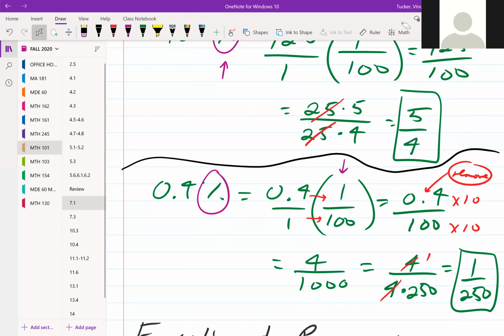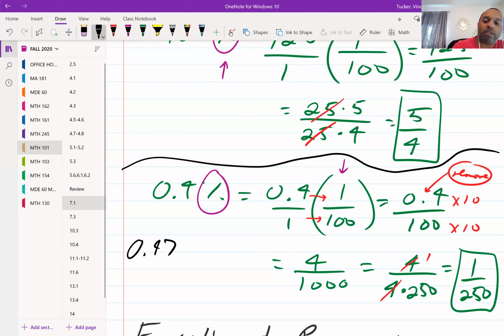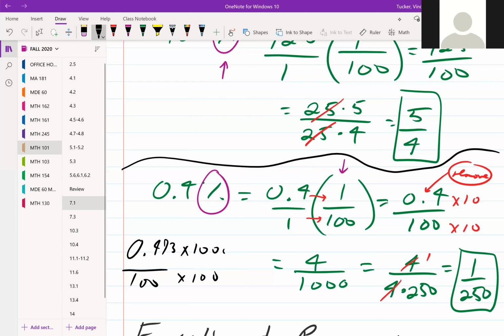How do you know what to multiply by? Because the 4 was in the tenths place, so we multiply top and bottom by 10. Now if that was 0.47 over 100, since we have this 47, and there's 2 decimal places, we would multiply by 100. It's in the hundredths place, so we multiply top and bottom by 100. So whatever decimal you're trying to get rid of, if we have these 2 decimal places, then I use 2 zeros. If that was 0.473, then I have 3 decimal places. I need to be multiplying both top and bottom by 1,000. Okay, I get it. All right.